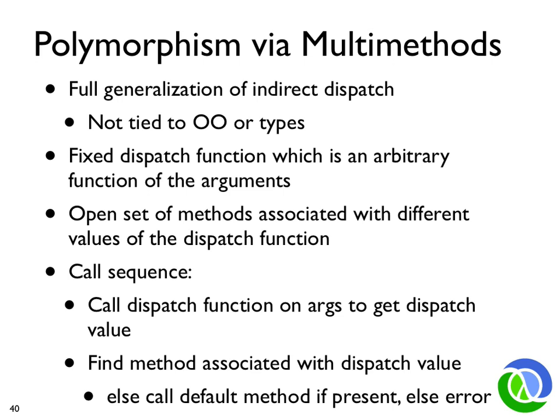So how does it work? You're going to give me a dispatch function when you define the method. When I'm called, I'm going to call it on the arguments to get a value. Then I'll look up and see, have you associated a method with this value? If you have, I'll call it. If you haven't and you've provided a default, I'll call that. If you haven't defined a default, you'll get an error.